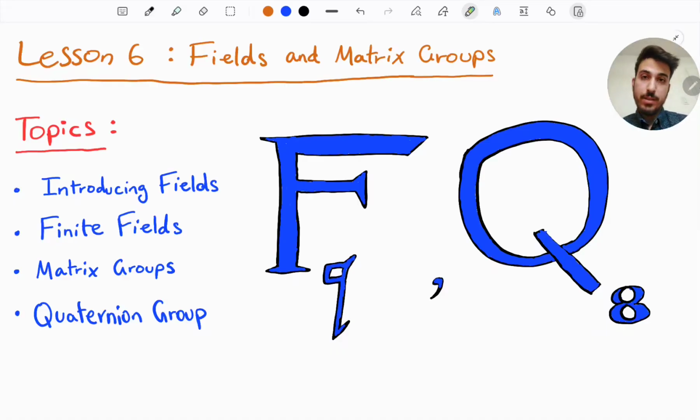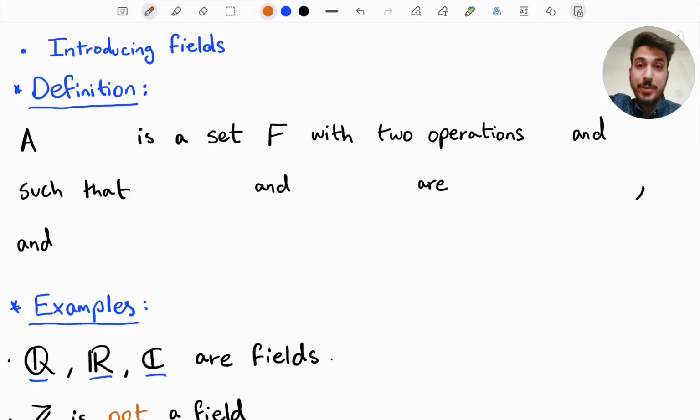And after the field discussion, we're going to be going back to some very interesting groups. We've already seen some interesting groups in Lesson 4, where we've seen dihedral groups, and Lesson 5, where we've seen symmetric groups. But here we're going to be talking about matrix groups and quaternion groups. Let us start with the definition of a field.